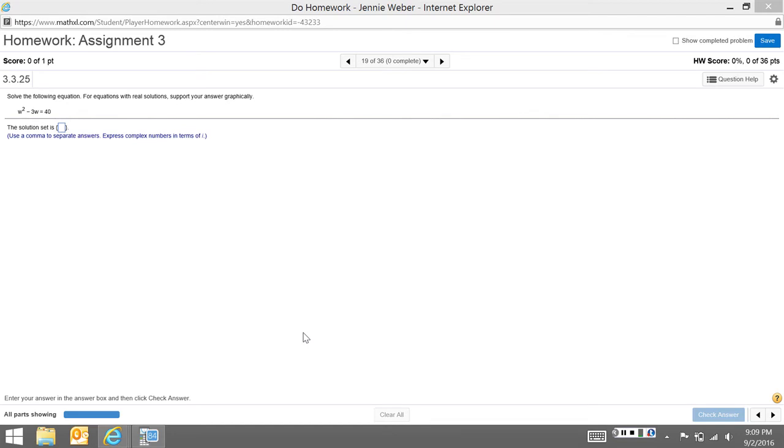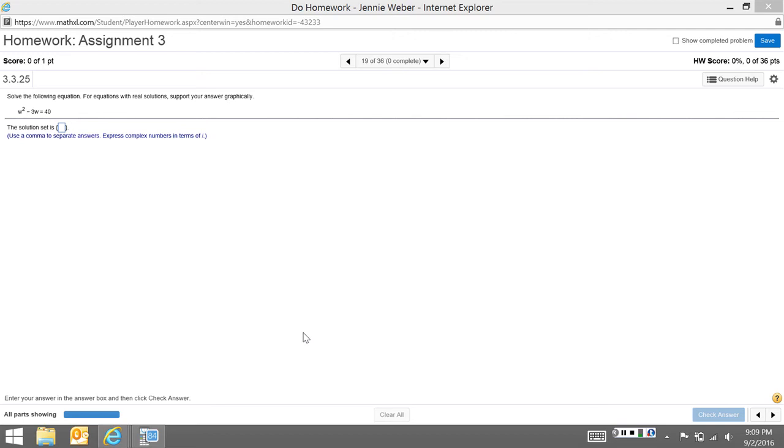Now, of course, you could use the quadratic equation here. You could factor, you could complete the square, all the other things that we know how to do. And to do any of those, you start by solving for 0. It's the same thing you're going to do here. You're going to move that 40 over and make this w squared minus 3w minus 40 equals 0. But you're going to replace that 0 with an f of x and the w's with x.